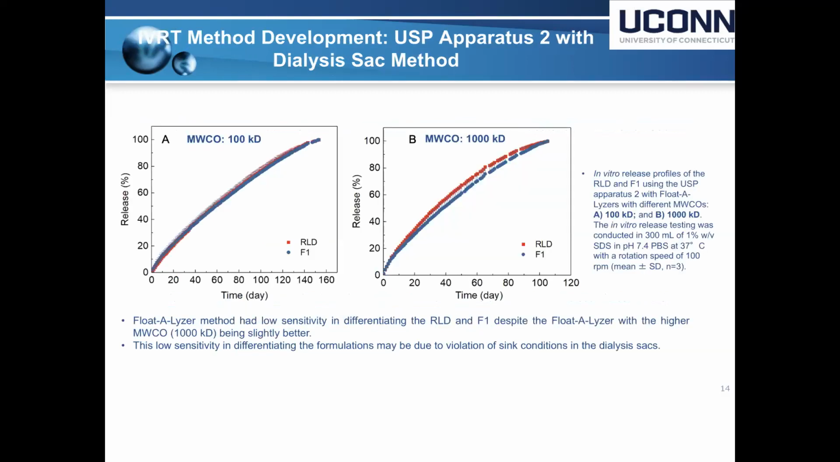However, this method did not work out so well. We did an initial comparison with our formulation 1 and the RLD and found that we were not able to discriminate, even using the 1000 kilodalton, just very little discrimination, but you can see that the error bars are overlapping. And these were quite long tests. We believe that this very low sensitivity in differentiating the formulations was due to the violation of sink conditions inside dialysis sacks, which we have reported for many years, going back probably even 30 years. I've been reporting on this problem that you can have with the dialysis sacks method.